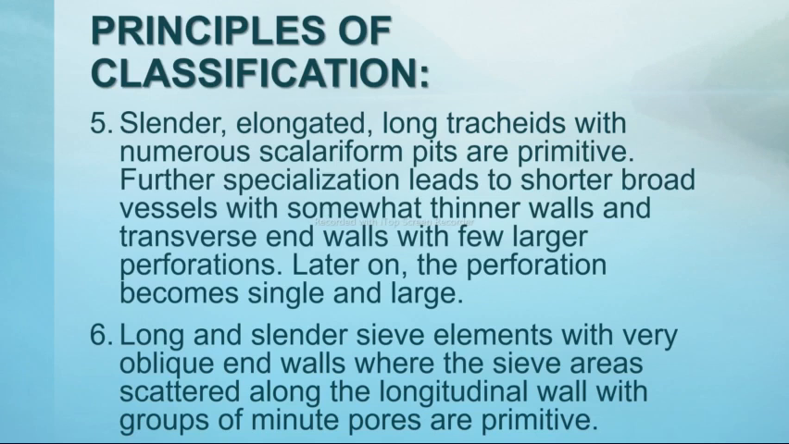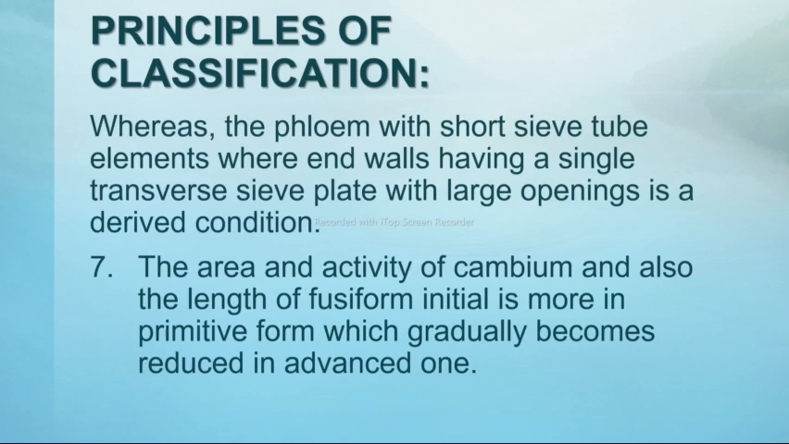Further specialization leads to shorter, broad vessels with somewhat thinner walls and transverse end walls with a few larger perforations. Later on, the perforation becomes single and large. Sixth, long and slender sieve elements with very oblique end walls, where the sieve areas are scattered along the longitudinal wall with groups of minute pores, are primitive, whereas phloem with short sieve tube elements, where the end walls have a single transverse sieve plate with large openings, is a derived condition. Seventh, the area and activity of the cambium and the length of the fusiform initials is a more primitive form, which gradually becomes reduced in advanced ones.